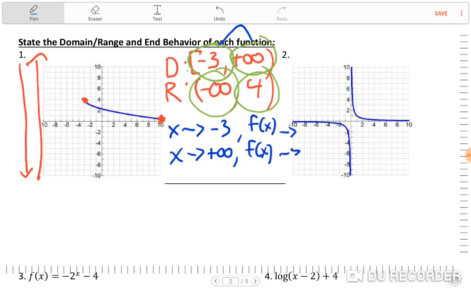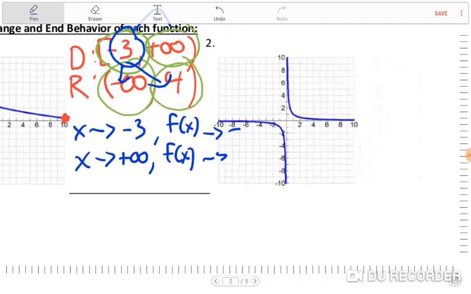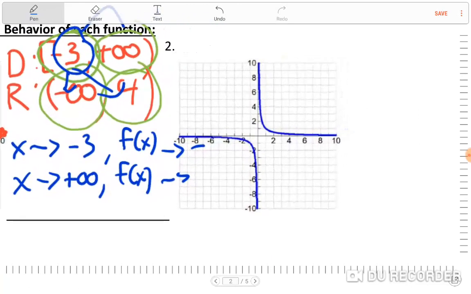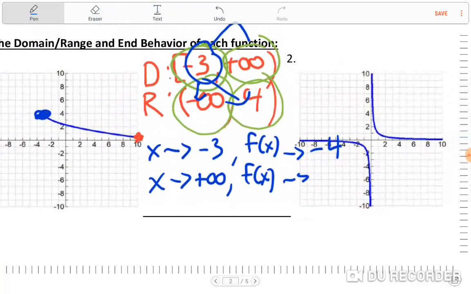But now the trick is to know, well, does this negative 3 go with the negative infinity or does it go with the 4? Okay, now when we look at the graph, when x is going to negative 3, it's going to that endpoint. So we're going to put the 4 there. Oopsie daisy. We're going to put the 4 there. Which means then that this arrow over here, which is when x is going to positive infinity, since it's also going down, that gets the negative infinity.